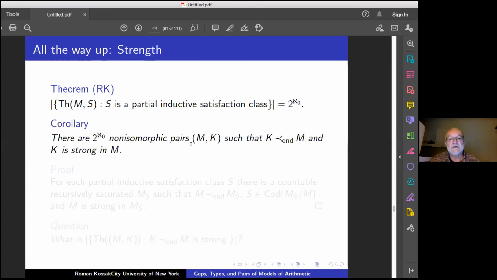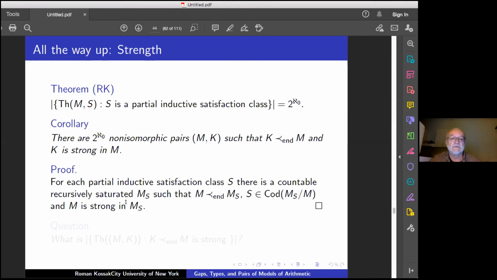And now, to get many non-isomorphic pairs (M, K), where K is an elementary cut that is strong, you do something like this. You take many different satisfaction classes that are pairwise non-elementarily equivalent. For each of them, there is an elementary end extension in which this class is coded. And now this is a simple counting argument. So you have this end extension.